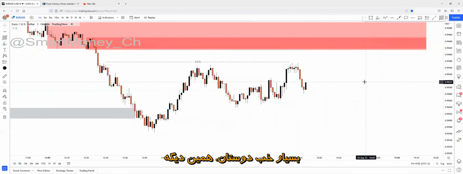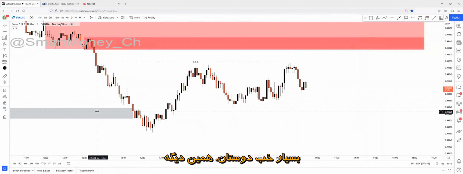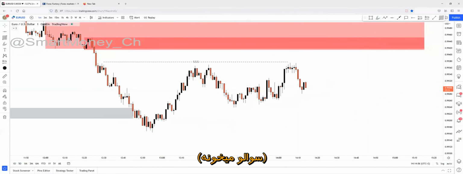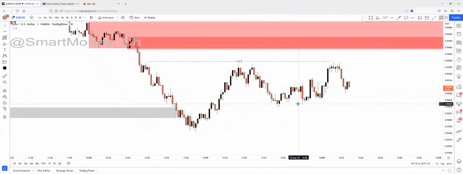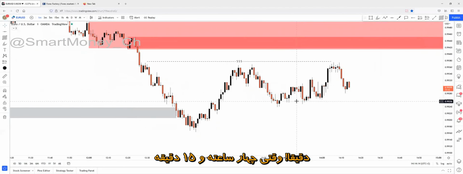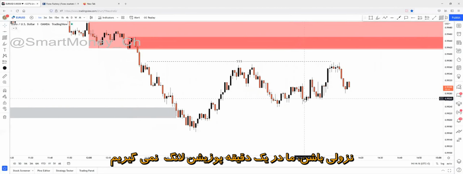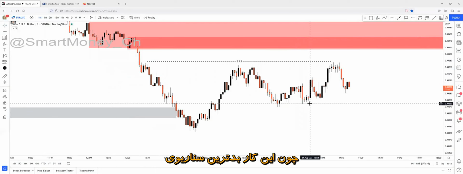Okay, guys, so that's it. It's simple. Exactly. If the 4 hour and 15 minute is bearish, we don't take 1 minute longs, because that is considered the worst counter-trade scenario that could ever happen.